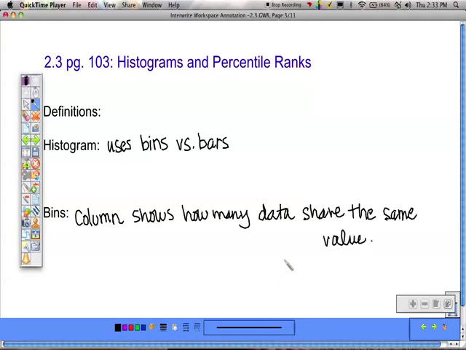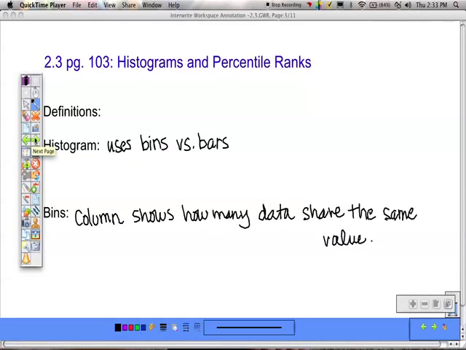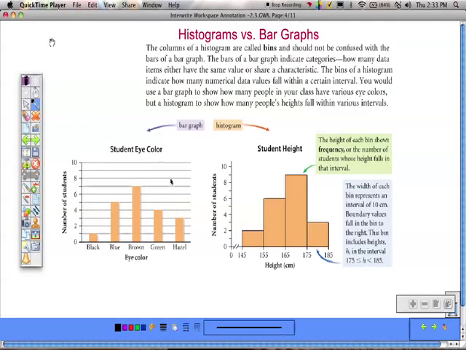Okay, the next page has an illustration showing the difference between a histogram, which again uses bins, versus a bar graph, which you might be more familiar with. So the first one is a bar graph, and each bar represents a certain person's eye color. You can see one person has black eyes, 5 people have blue eyes, 7 people have brown eyes, and so on. So it shows one category. Each of these represents one.